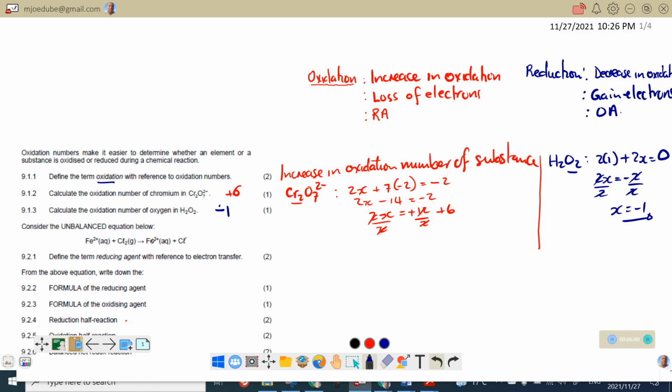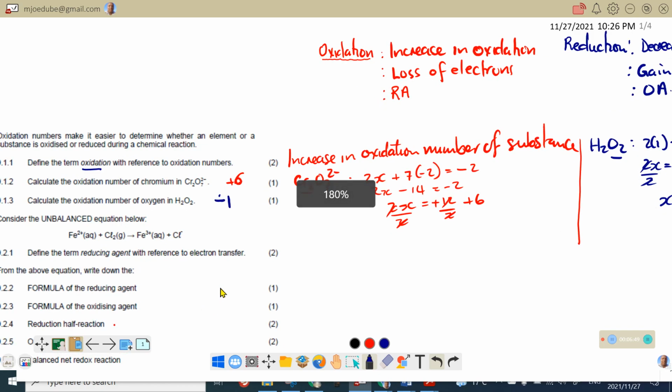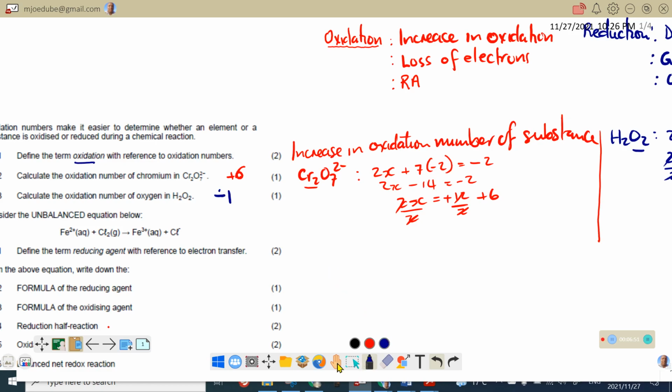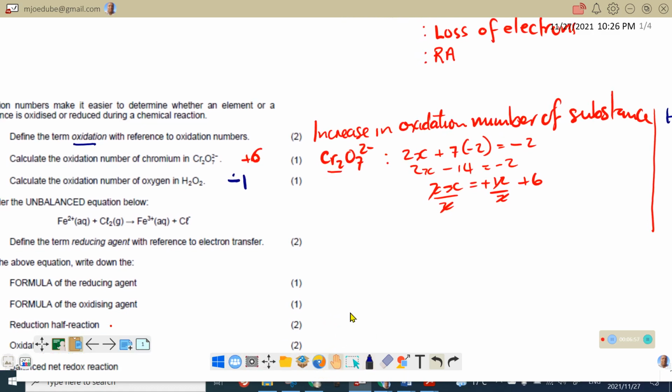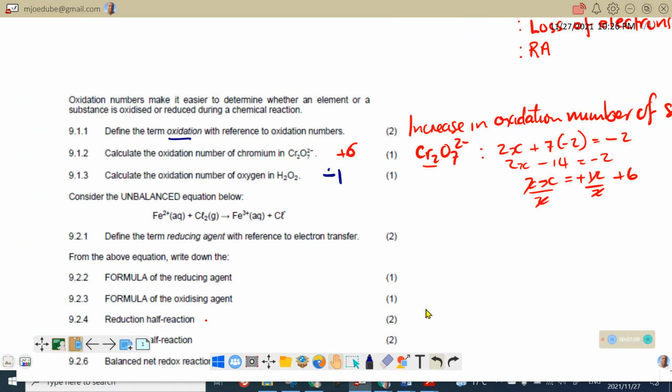Consider the unbalanced equation below. Fe2+ plus chlorine to give you Fe3+ and the chloride ion. So when you look at the equation of the substances that are reacting, we can have a look and conclude what is happening, even before answering the questions.